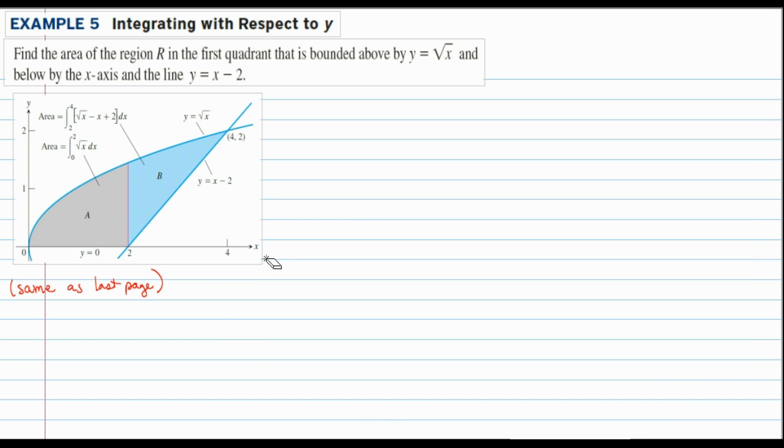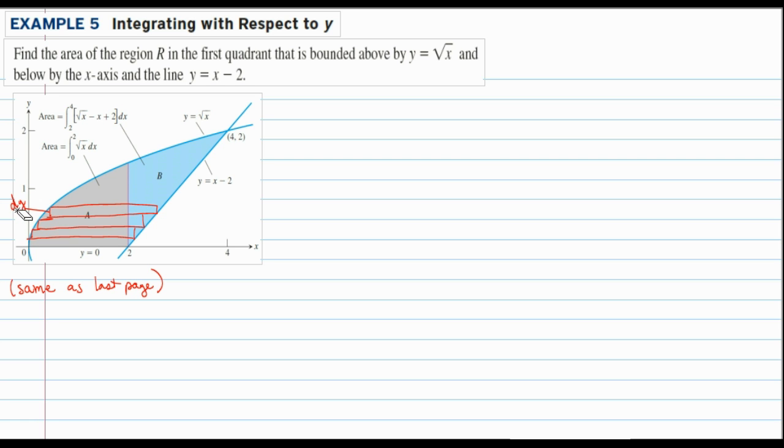Now example 5, it tells you you're integrating with respect to y, but let's see why that is. Find the area of the region R in the first quadrant. Okay, basically this is the same as the last example, so I wrote that down here. Now instead of making vertical rectangles here and having the lower boundary change, I can make horizontal rectangles in this case, stretching from x minus 2 to square root of x. And then the thickness of each of these rectangles is going to be a little change on the y-axis, or dy.